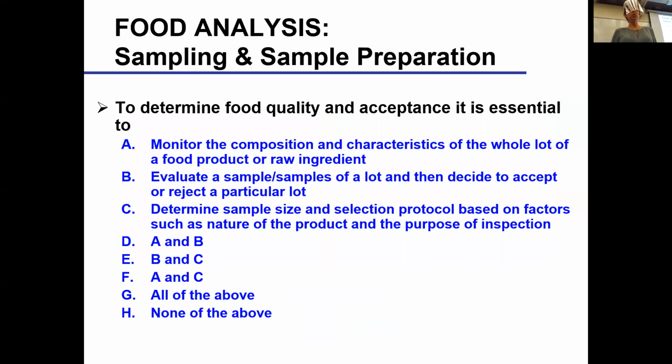To determine food quality and acceptance, that means, are you going to accept a lot? Determine that this is safe, this is good quality, it's good to go out to consumers. What is essential to do? Take your time, read. You think E is correct, so B and C. There are some cases where you can take into account the entire lot, but in many cases, you cannot just take tons of samples and analyze them all. You have to take a representative sample.